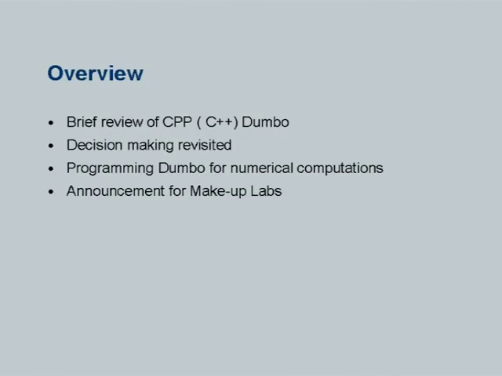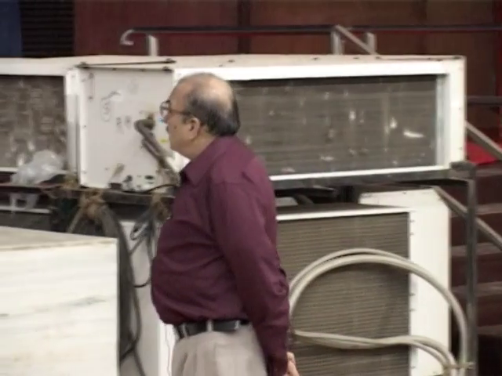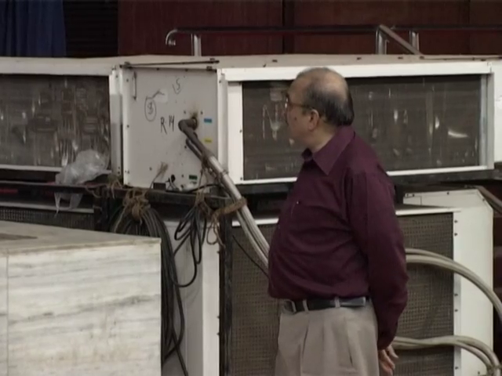Overview of today's talk. We are going to look at our CPP Dumbo, who executes our C++ programs. We'll revisit numerical computations, specifically looking at how numerical values are handled and how arithmetic operations are done by our CPP Dumbo. Then we'll actually program Mr. Dumbo to do some numerical computations.